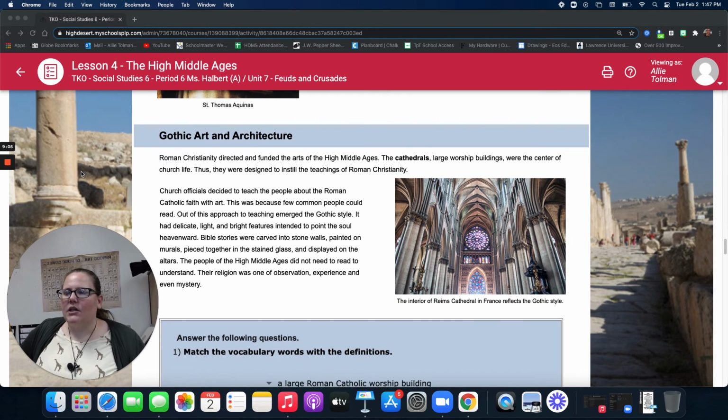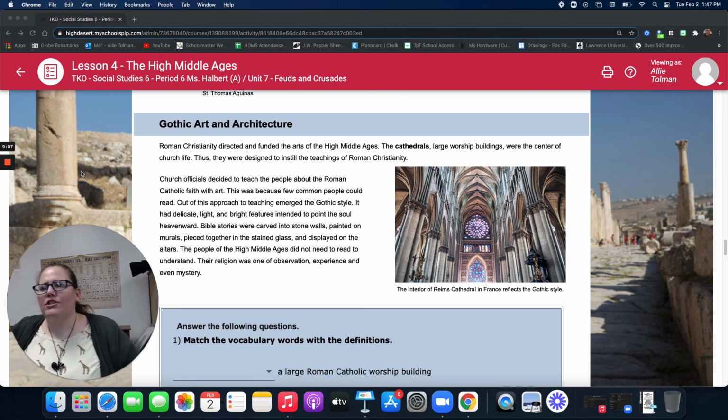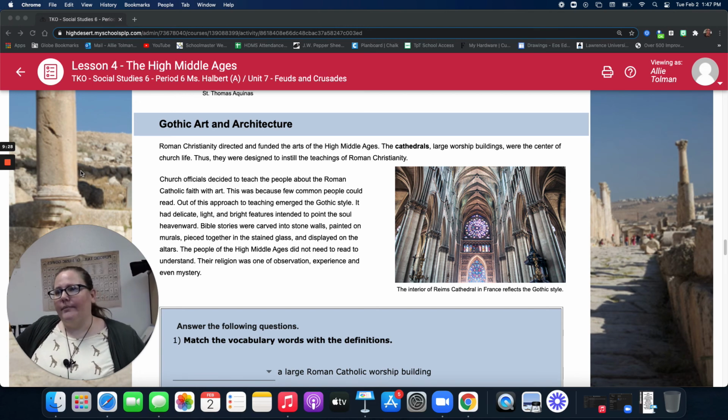Gothic art and architecture. Roman Christianity directed and funded the arts of the Middle Ages. The cathedrals, which are large worship buildings, were the center of church life, and thus they were designed to instill the teachings of Roman Christianity. Church officials decided to teach the people about the Roman Catholic faith with art. This was because few common people could read. Out of this approach to teaching emerged the Gothic style. It had delicate, light, and bright features intended to point the soul heavenward.